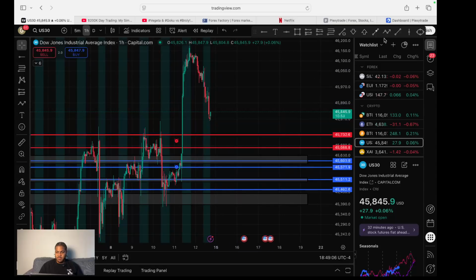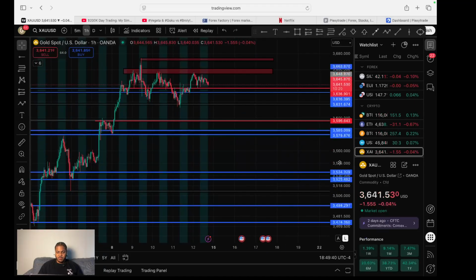The second possibility, price comes to one of these minor zones right here. So we could either hit this zone and then bounce up, or we could go down to one of these zones and then bounce up. So I'm definitely thinking that price is going to reject somewhere around here, these red lines, or somewhere in between these blue lines. That's my personal prediction.